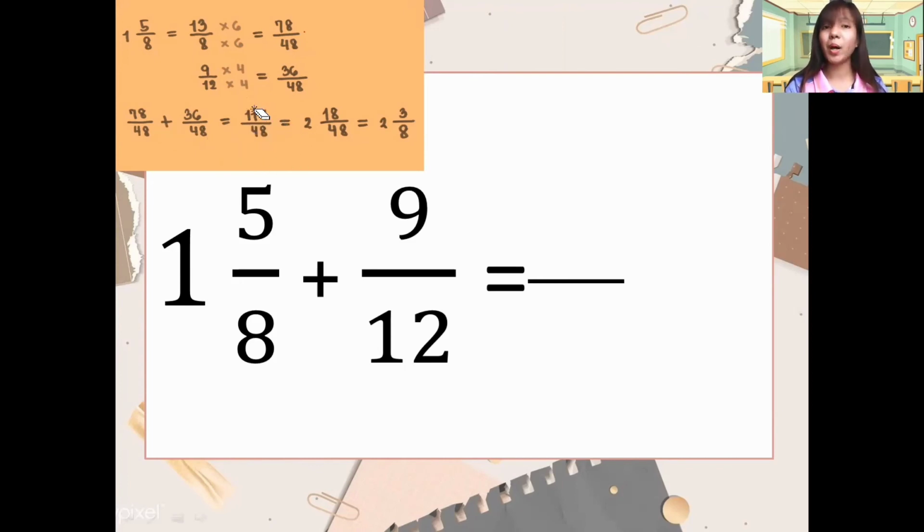So this time, it's an improper fraction. So how many 48s are there in 114? It's 2. What's the number left? 18. And copy the denominator. As you can see, there is a number divisible to both 18 and 48. So what's that number? It's 6. Alright, so let's write the division. 18 divided by 6, how much?